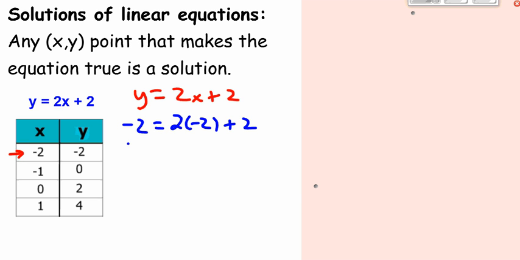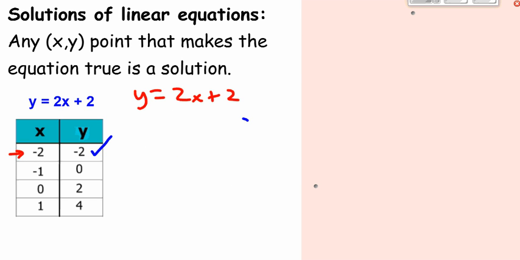All right, let's see what this does for me. -2 equals 2 times -2 is -4 plus 2. And -4 plus 2 does equal -2. So that one checks out. So this one is a solution. All right, let's try the next one.